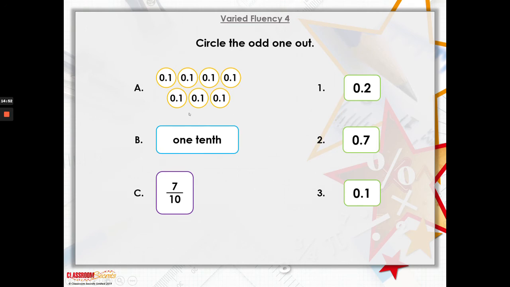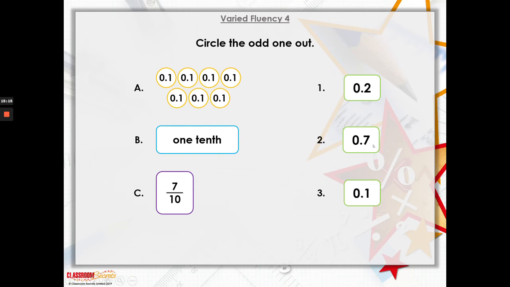And what about this one here, 1/10? Well, if I convert 1/10 into a decimal, that would be 0 ones, point, and I'd have 1/10. So it'd be 0.1, and that one matches this one. So those three match, those two match. But what about 0.2? Yeah, that's right. That's by itself.